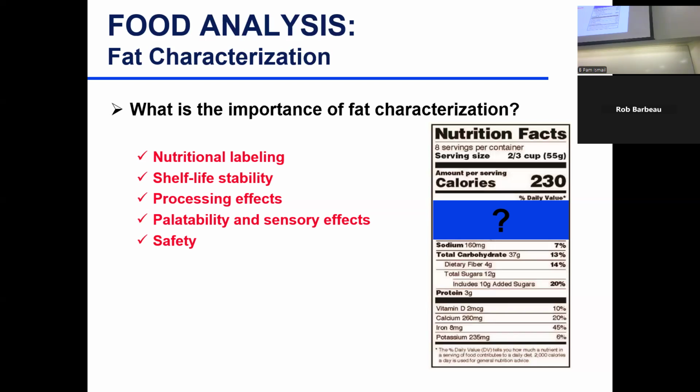But spreadability, if you have butter and you add to it olive oil, the butter at room temperature spreads better than regular butter, because the unsaturation of olive oil makes it melt at a lower temperature. So sensory effects, whether from texture or taste, flavor.